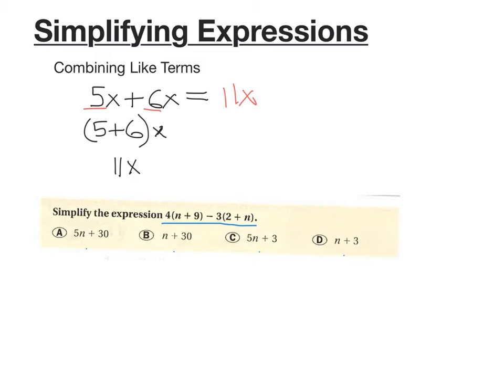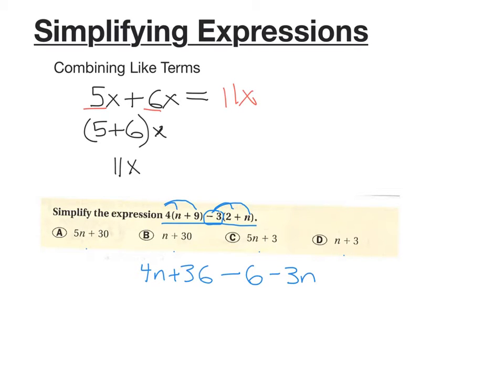So I'm going to start by simplifying what we have over here on the left. I'm going to take this 4 and multiply it by both terms inside the parentheses. That's going to give me 4 times n plus 4 times 9 is 36. Now this part's kind of tricky here. I have this minus 3 times (2 plus n). What I'm actually going to do is think about this as a negative 3. I'm going to do negative 3 times 2. That's going to give me negative 6, so I'm going to put minus 6. And negative 3 times n is negative 3n, so I'm going to put minus 3n.